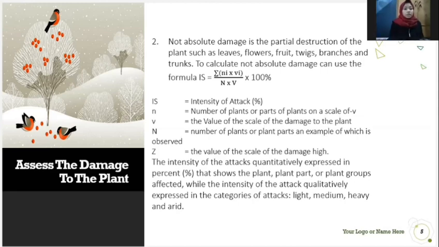Second, non-absolute damage is the partial destruction of the plant, such as leaves, flowers, fruits, twigs, branches, and trunks. To calculate non-absolute damage, we can use the formula below. The intensity of the attack is quantitatively expressed in a percent that shows the plants, plant parts, or plant groups affected, while the intensity of the attack is qualitatively expressed in the categories of attacks: light, medium, heavy, and very heavy.